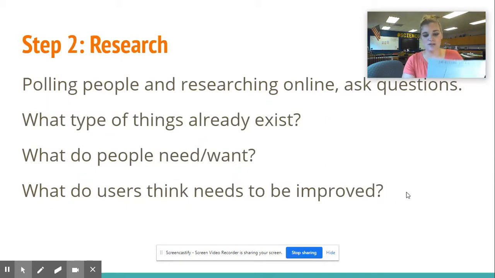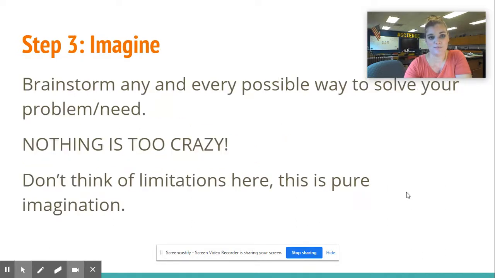Then step 2, so again, we're moving down this back page with all the steps listed, is to do some research. So you would want people to use your item, and you're trying to improve people's lives. So we tend to poll people, we do research online to see what's already out there, and we ask questions. So what things already exist? What things can we improve upon that someone has already created the basis for? What do people actually need, or what do they want to improve their lives? And what do people think can be improved of our current prototypes?